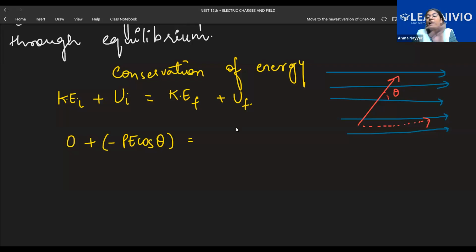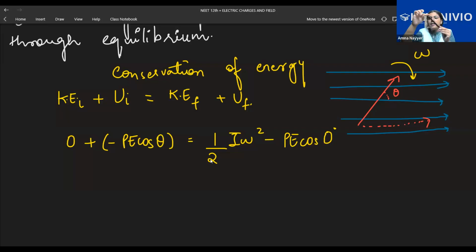Then this is final kinetic energy. See, when it starts to move, when this starts to rotate, the angular velocity is omega. So this is half I omega square. And final potential energy will be minus PE cos 0 degree because the angle is 0. Potential energies will be existing. Initially, it was at rest, so kinetic was 0. Final kinetic energy is half I omega square because it has started moving.